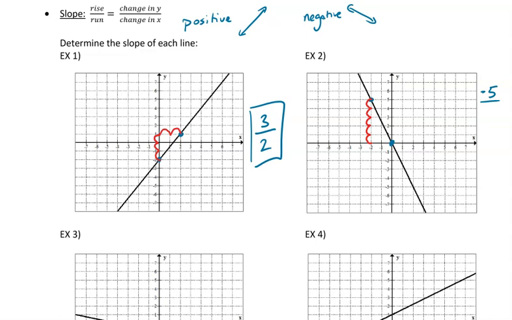All right, let's see our run part. To get to that point from here, we'd have to go over 1, 2. So over 2. And that's our slope. It makes sense that this one's negative, because remember, from left to right, negative should mean that the line's going down, which this one is.